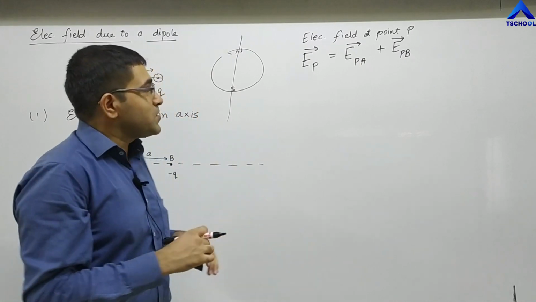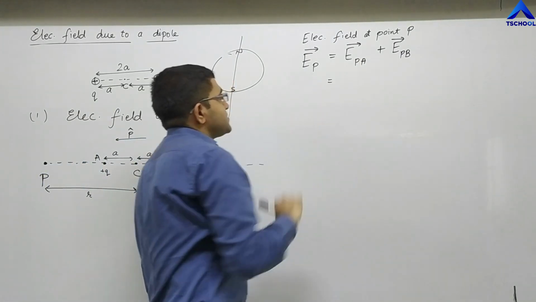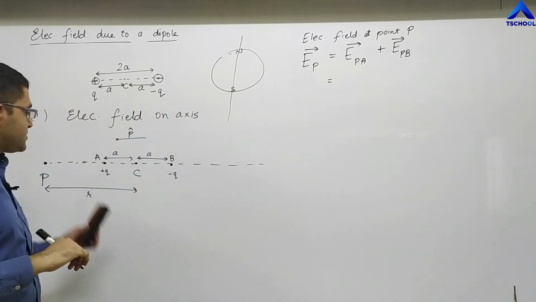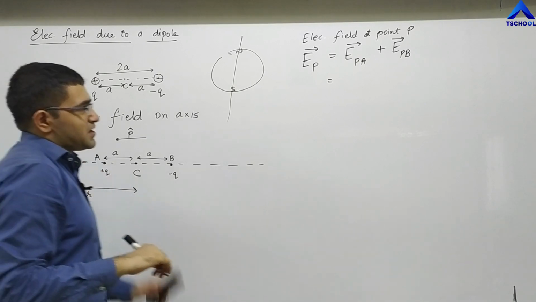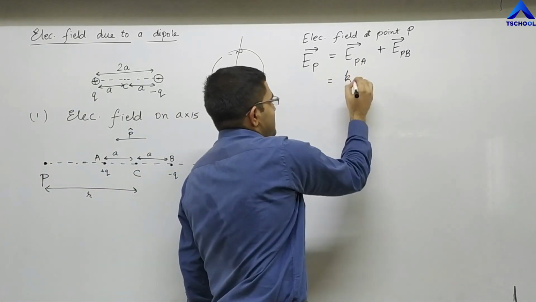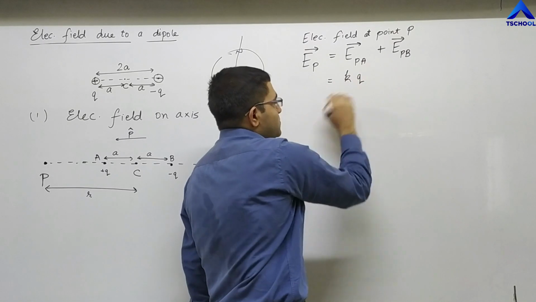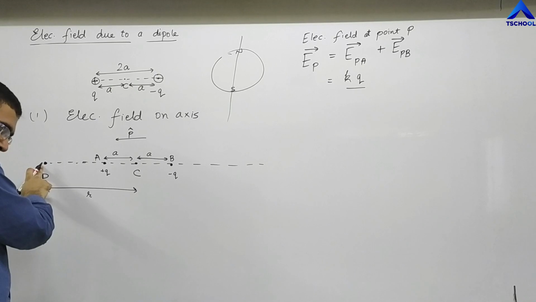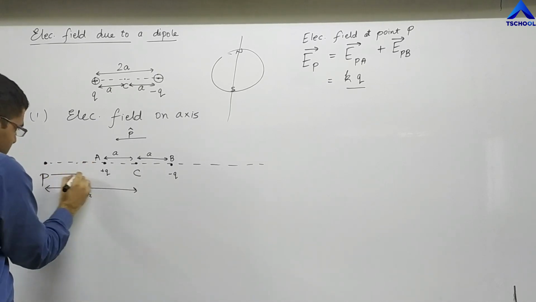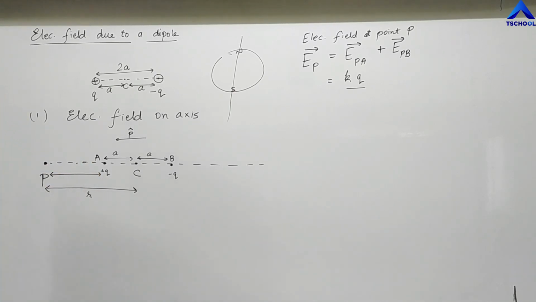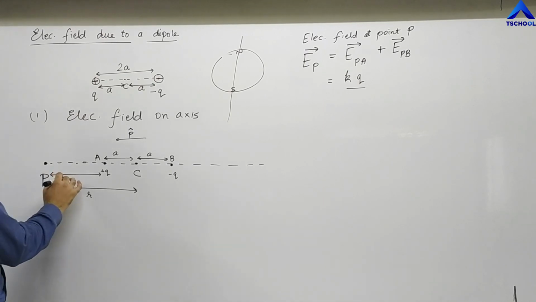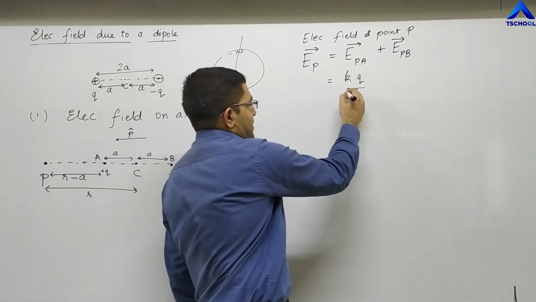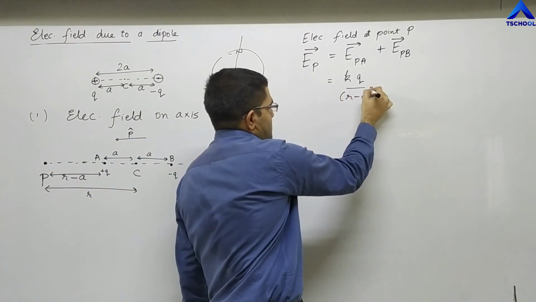Okay, so what I'm going to do is write the E vector over here for this point A. So that's going to turn out to be k, and the charge at A is plus q, divided by the distance between which two points? Between the charge and this point. So how much do you think this distance PA is? I'm sure you realize that this distance is nothing but r minus a. So we should write r minus a whole square.